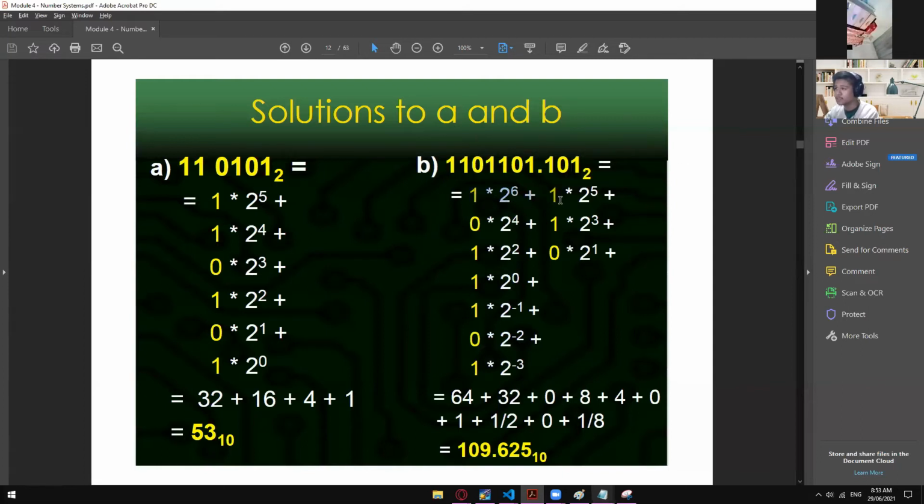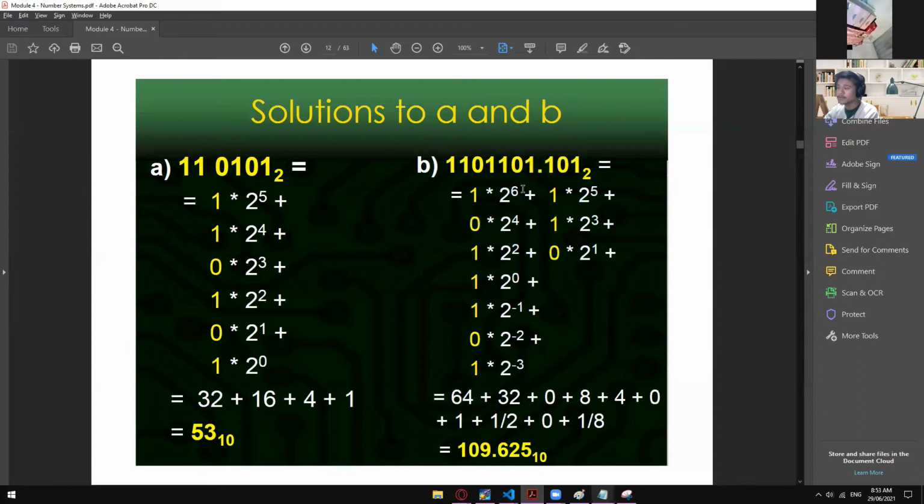So 1 1 is this 1 1, and then 0 1 is this 0 1 right here, and then 1 0 is this 1 0 right here, followed by the 1 right here, and then this one now is our fraction number. That's the reason why we now have raised to negative 1, raised to negative 2, and then raised to negative 3. But for this part right here, they are a whole number or an integer.